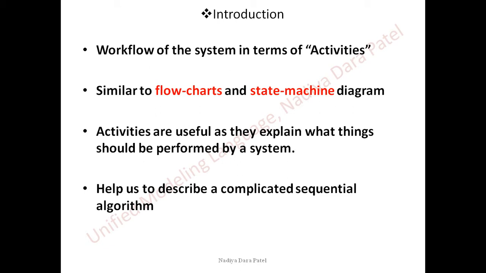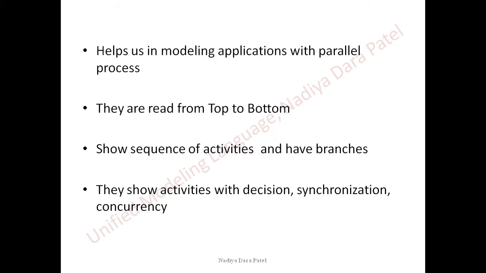The second thing we are going to show through these diagrams is how these activities interact with each other, how they are connected to each other, what conditions we need to satisfy before going to the next activity, and what actions we are going to perform. That's it, nothing else apart from these things. These activity diagrams help us in modeling applications with parallel processes, a very important point. If your system is performing some parallel processes, the activity diagram is going to help us find these processes and also connect them.